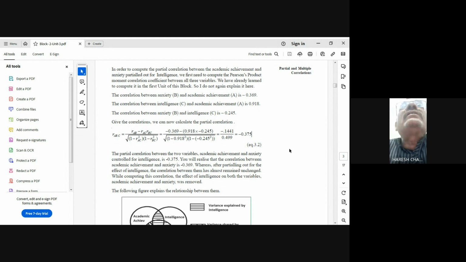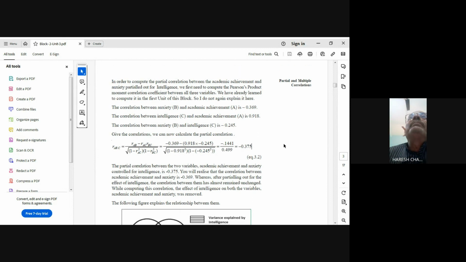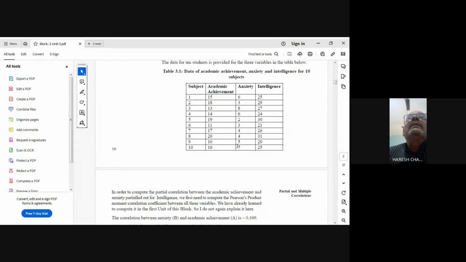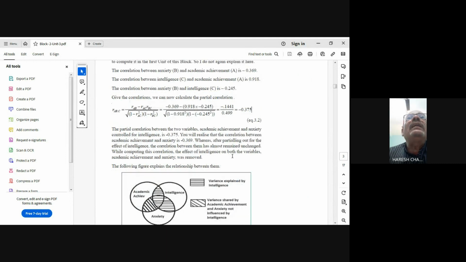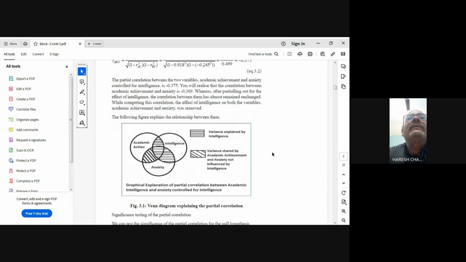Now the question is, what about the significance of the correlation? It is the same as your product moment correlation. You will have to go to the critical value table of product moment correlation and see if it is significant. The degrees of freedom is the same, n minus 2, with n being 10. You will see if the value is significant or not. If it is significant, then the partial correlation is significant.